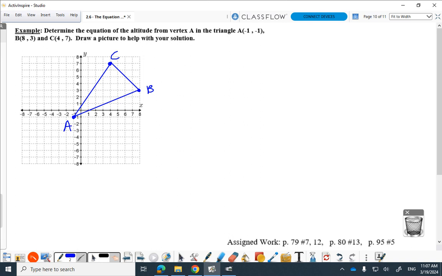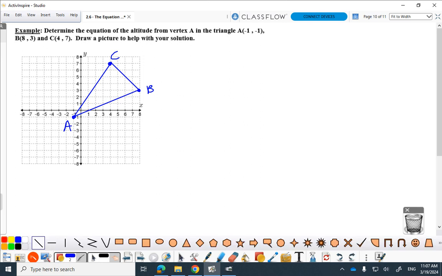Draw a picture. I did. Okay. Altitude from A. To where? Does anyone remember how the altitude is going to meet? It's perpendicular to BC, so I don't know exactly where to put it for my picture. That looks right to me. It's a right angle. And again, I'm not trying to draw it perfect. By drawing the altitude on there, I think that helps you with the steps. It helps you go, oh, I know what to do now.